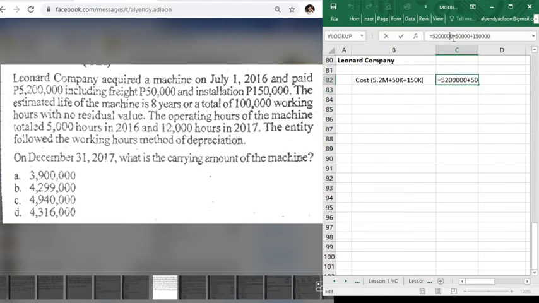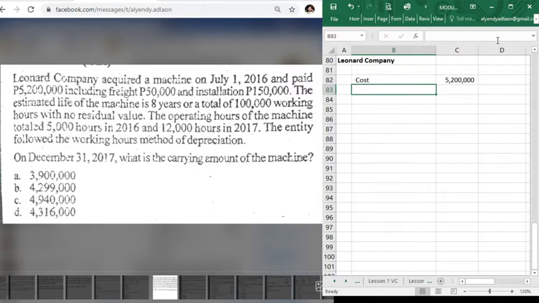We have 5,400,000. Sorry class. Included naman di ay ang freight og installation sa 5,200,000. Okay, wala. Dili na da i-add ha, diretso na din ni 5,200,000. 5,200,000 including freight of 50,000 and installation of 150,000. Okay, the estimated life of the machine is 8 years or a total of 100,000 working hours. And then there is no residual value.